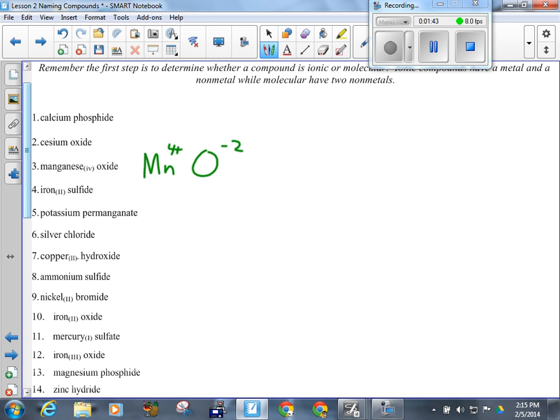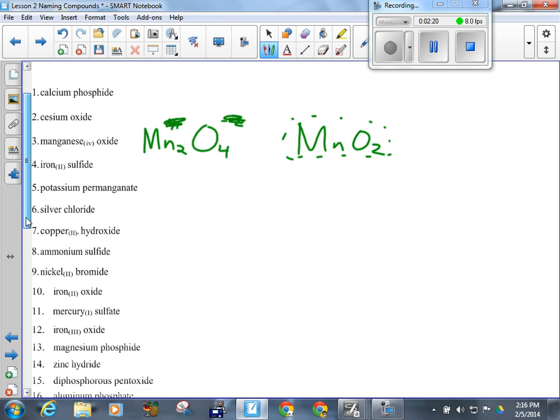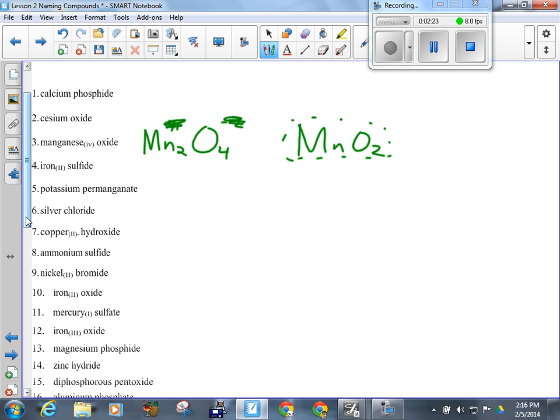Oxygen's always minus 2. When I'm dealing with an ionic compound, I drop and swap the charges. So I drop the 2 and swap it over to here. I drop the 4 and swap it over to here. I'm left with Mn2O4. Is that where I leave it? What do I do with the 2 and the 4? Right, I reduce to 1 and 2. So my actual formula is MnO2. That example essentially has everything that could possibly happen while naming an ionic compound.